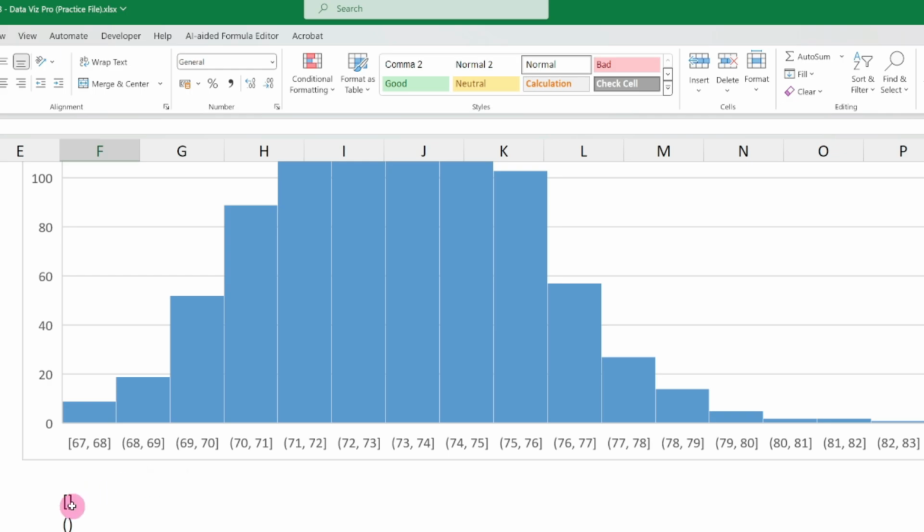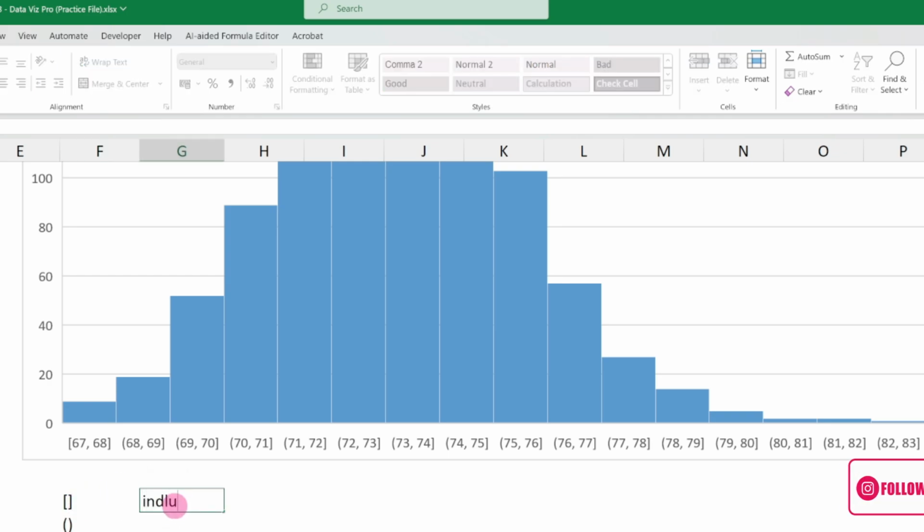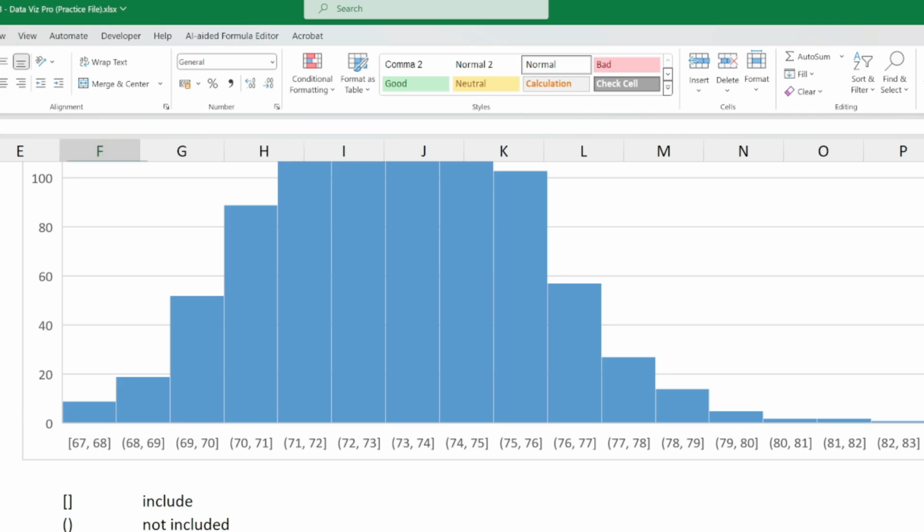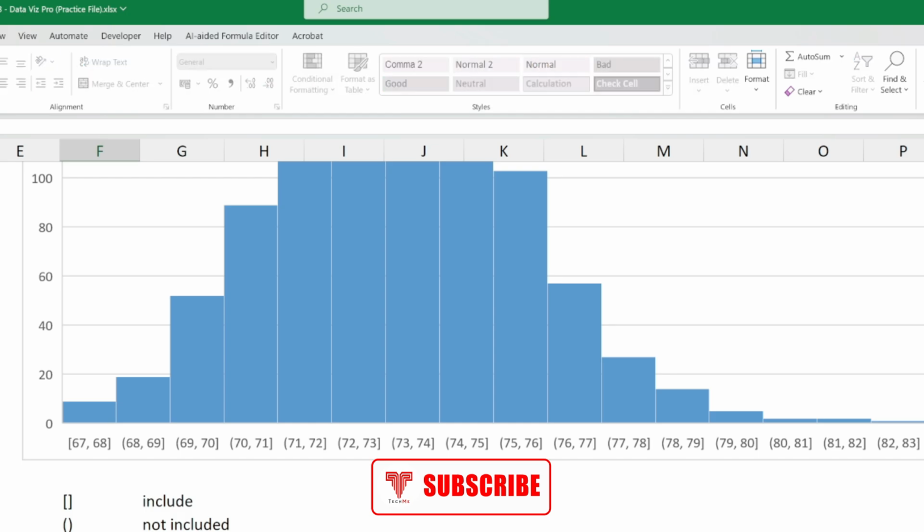See, if there is a square bracket, it means that data is included, and if it is a round bracket, it means not included. What do we mean by included or not included? Say there is some data like 67, 67.1, 68, 68, 68.1.